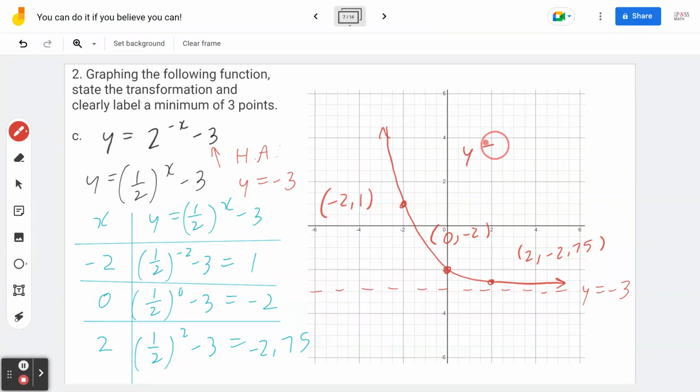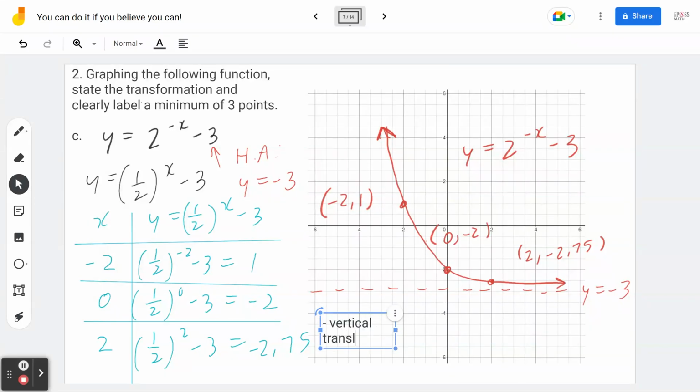I can label the original function just like that. And of course, don't forget to state the transformation. So there are 2 ideas. One of them we factored in. So the other idea goes as follows. You can write down -3 really means go down by 3. So vertical translation, 3 units down.